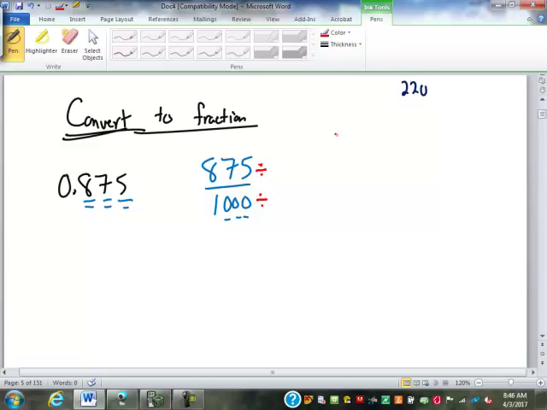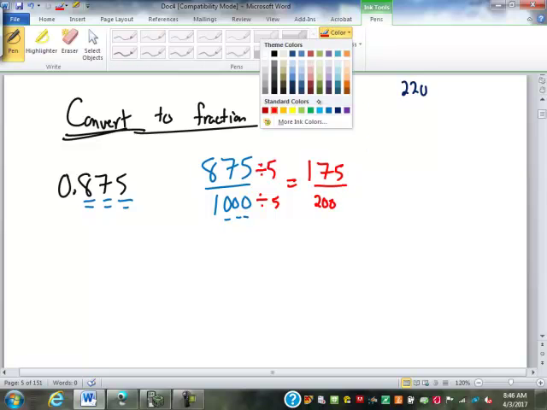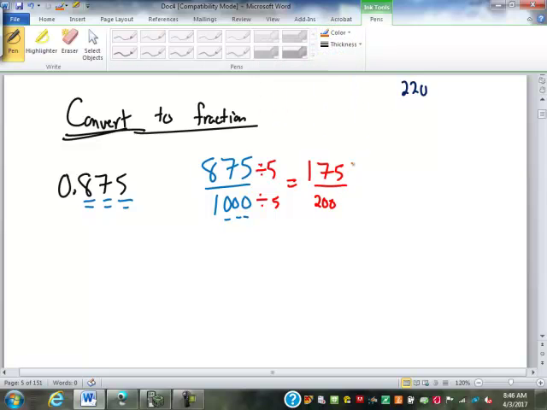Have to reduce. Both can be divided by 5 will work. 25 would work. I've got 5 on there, so let's do 5 first. So we've got 175 over 200. Now they can actually still both be divided by 5 or 25. Let's do 25. 175 divided by 25 is 7. And 200 divided by 25 is 8. So 7/8.